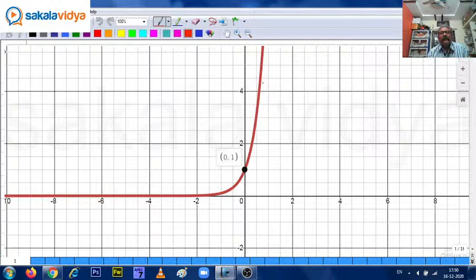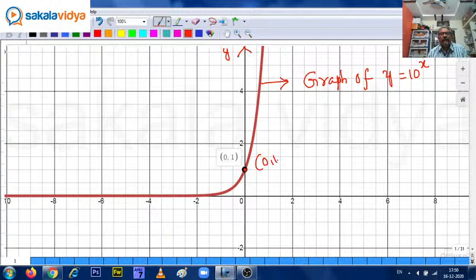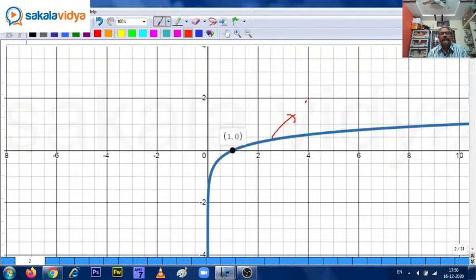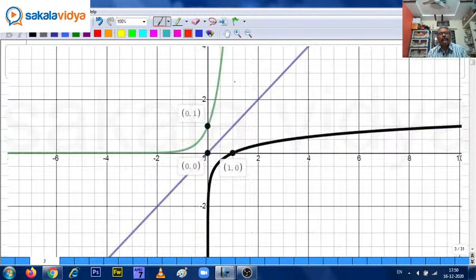So this is actually the graph of y is equal to 10 power x. The 10 power x cuts the y-axis at 0, 1 and infinitely it goes. This is the graph of 10 power x. Now the next graph you see, this graph is y is equal to log x to the base 10. This is 1, 0, cutting on the x-axis.